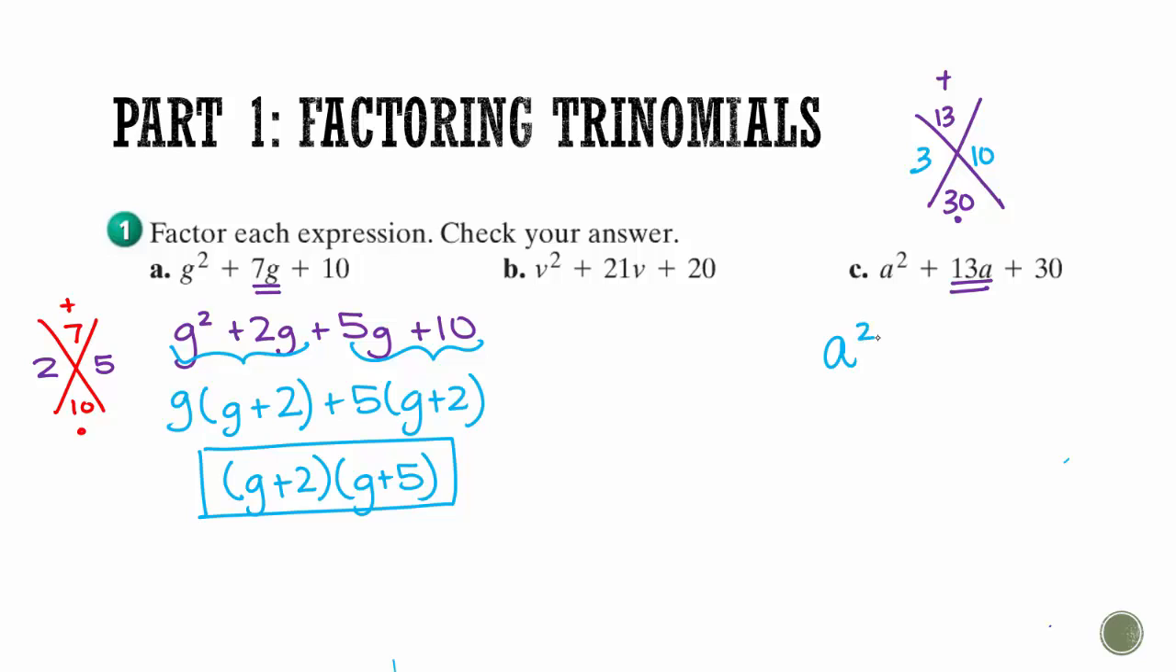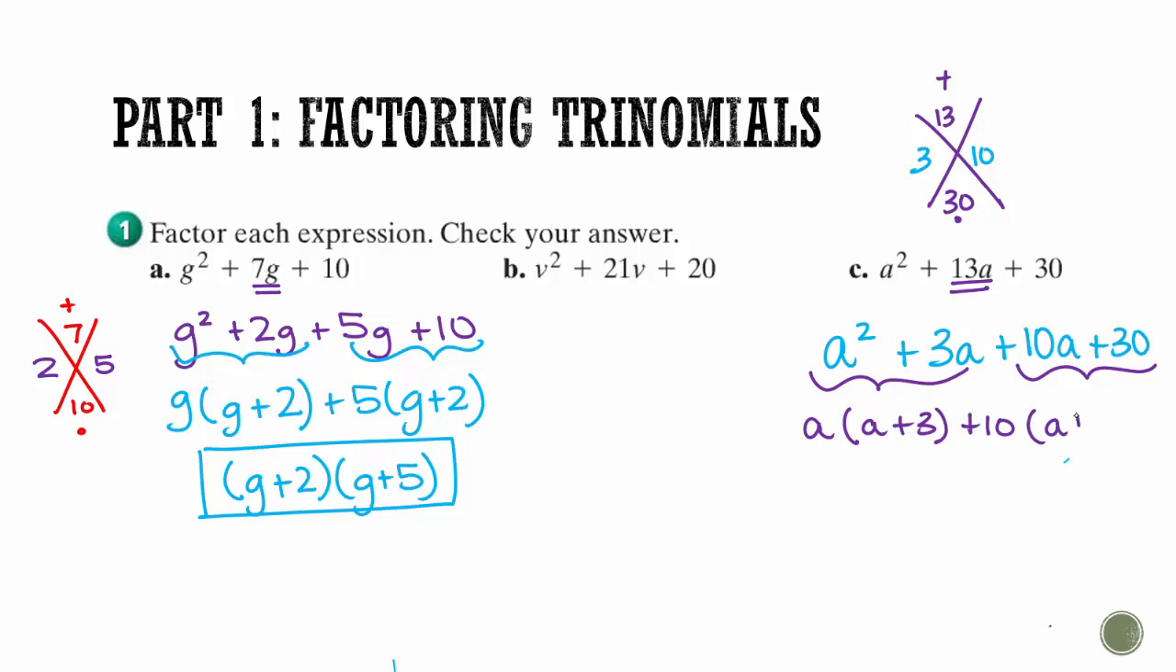So now you rewrite this and break this up into a squared plus 3a plus 10a plus 30, and then group it up. So these guys have an a in common, and I'm left with a plus 3. These guys have a 10 in common, and I'm left with a plus 3. So because the a plus 3 is the same, I can factor that out, and I'm left with a plus 10.